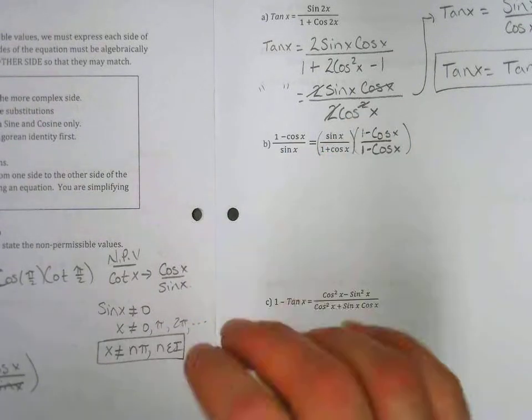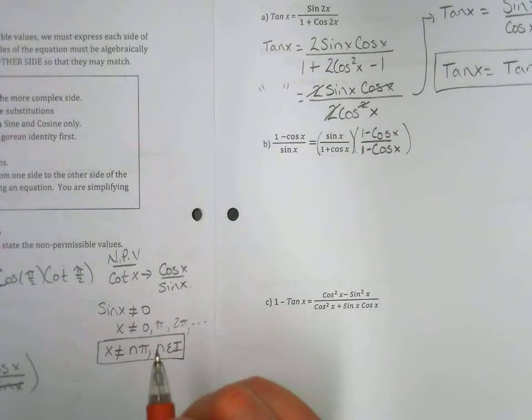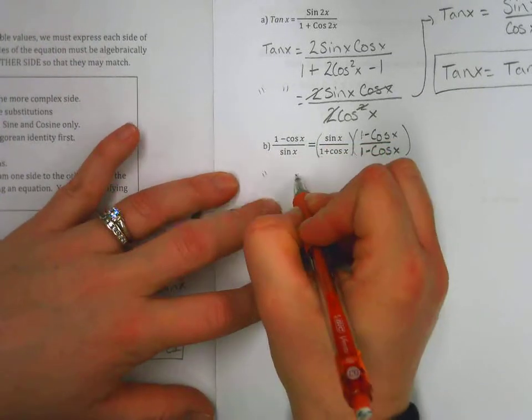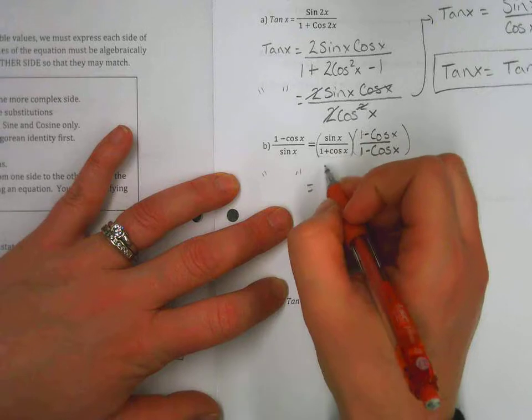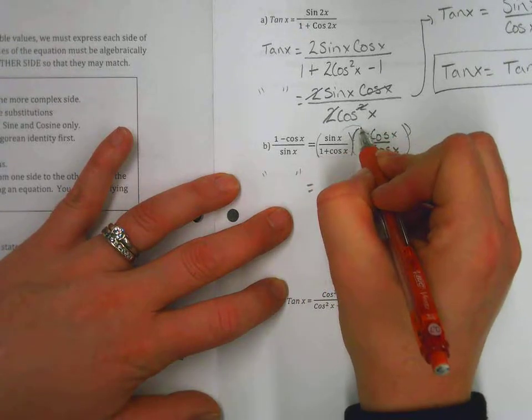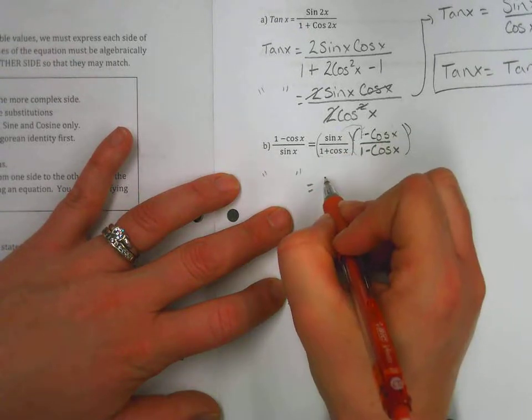And I'm going to multiply numerator and denominator by 1 minus cos of x. So my left side is going to stay the same. I'm just going to leave that in quotation marks. Here I would have to multiply the sine of x through my set of brackets.